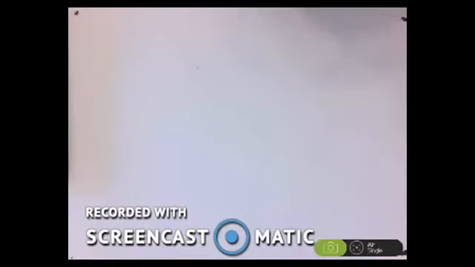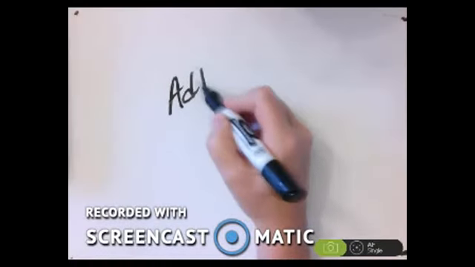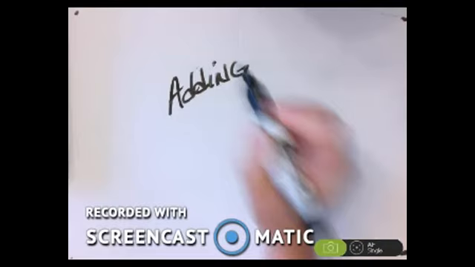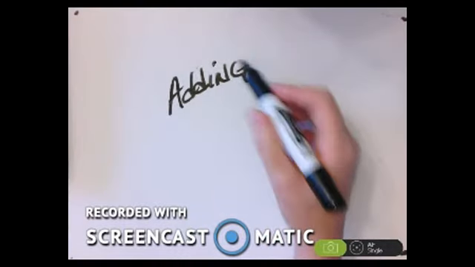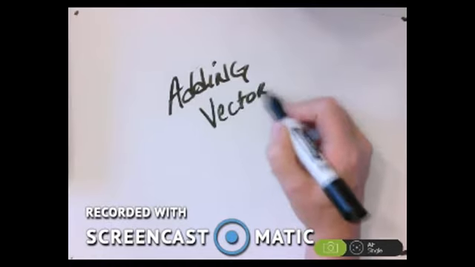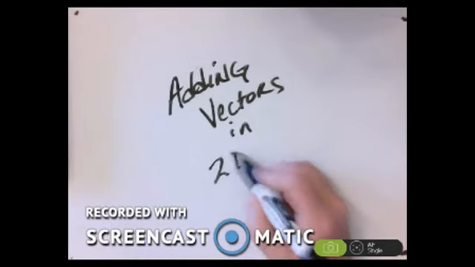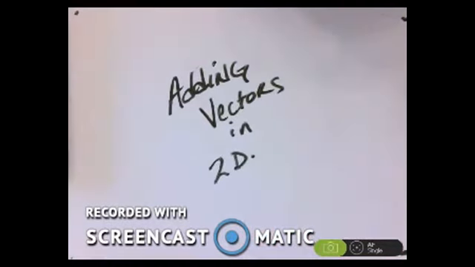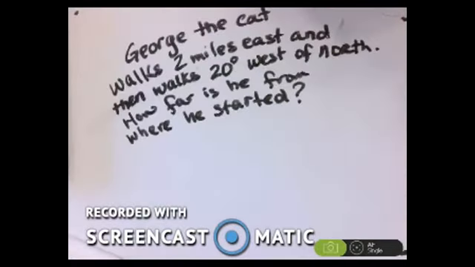First. That's me. Now I know I'm going to blow your mind with the technologically advanced equipment that I'm using here today. We are going to be adding vectors in 2 dimensions. That's what we're going to be doing today, and we're going to be doing this using an example word problem. Oh no, I'm freaking out. I'm going to teach you how to deal with word problems as we go along.